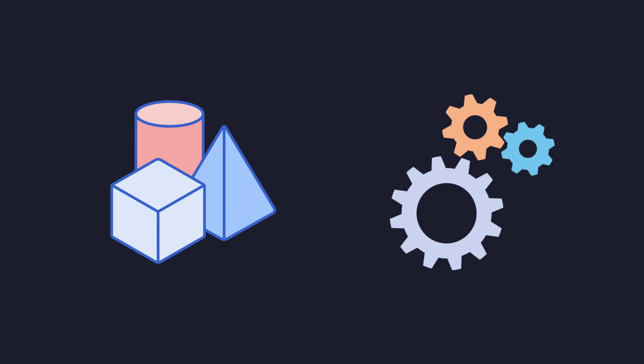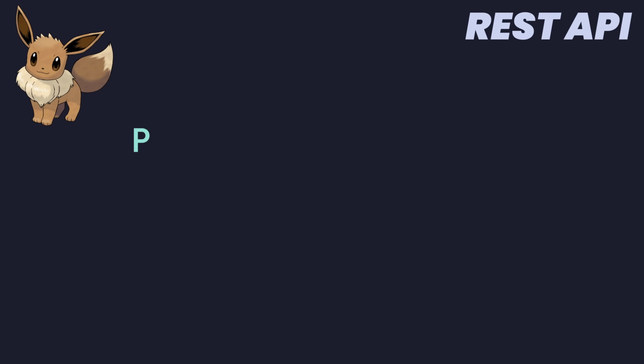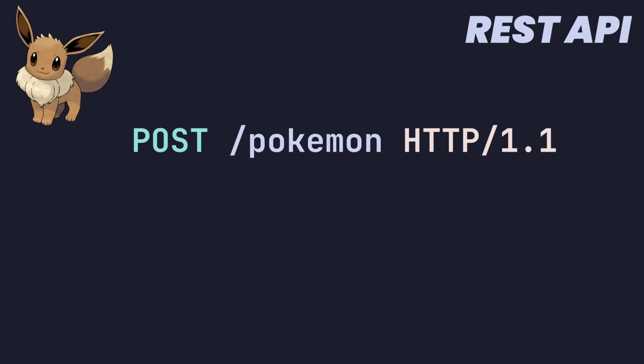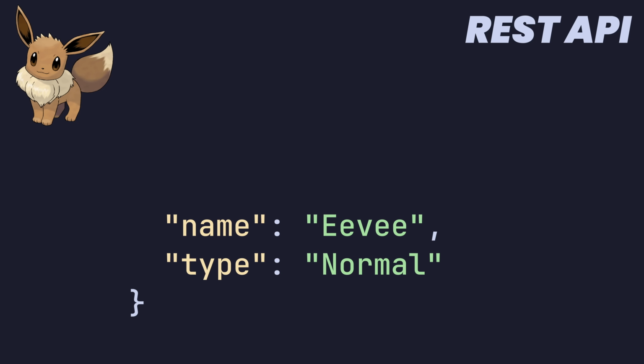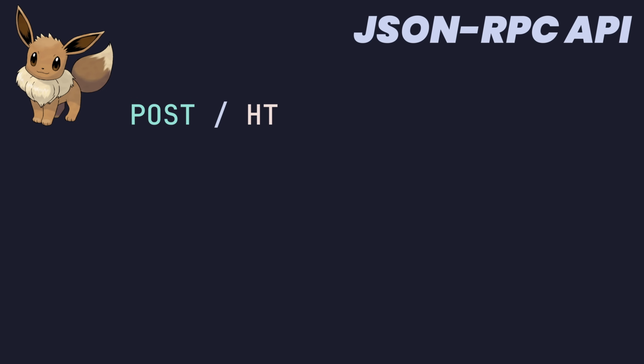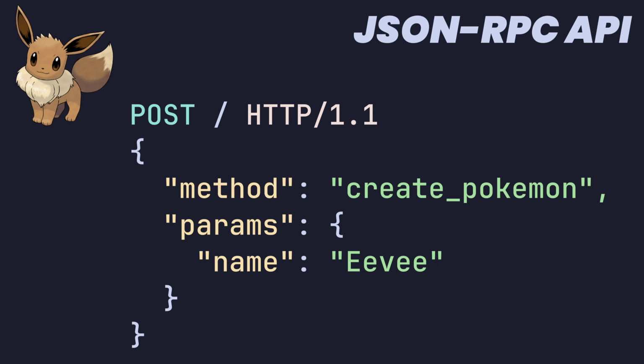For example, let's say you want to create a new Pokemon in a Pokemon-based API. With REST, you'd send an HTTP request with a post method to the /Pokemon endpoint, with your Pokemon details in the request body. If we want to do the same with JSON RPC, we'd instead send an HTTP post request to a generic endpoint, with the following request body, specifying both the action or method that we're taking, in our case create Pokemon, and the data in the form of the params field.